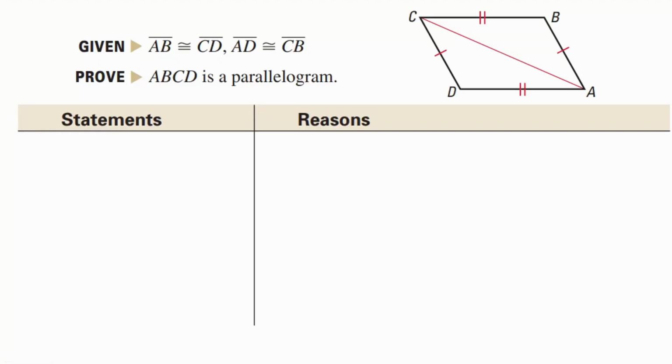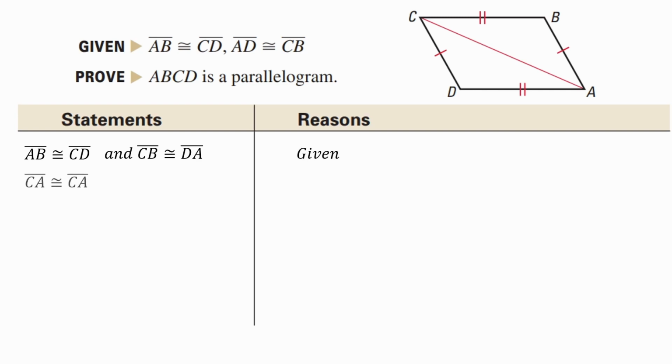Here we are given that line AB is congruent to line CD and line AD is congruent to line CB. You're going to prove that ABCD is a parallelogram. Let's start with some given information. We know that line AB is congruent to line CD, and we know that line CB is congruent to line DA. That was just given, so we write that as the first step.